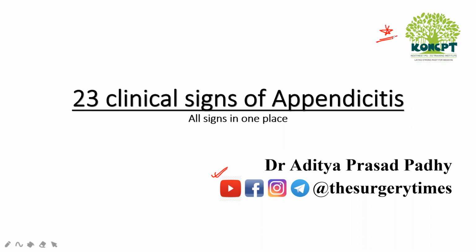Now today's topic is 23 clinical signs of appendicitis. All the signs in one place, meaning 23 clinical signs, you cannot get in one place. So I have collected them from various articles as well as textbooks in order to keep them in one place. So how to utilize this video?